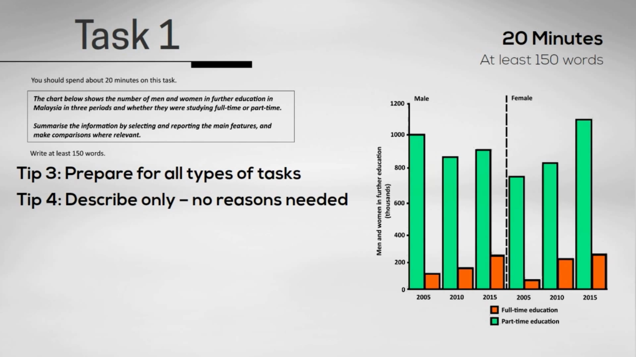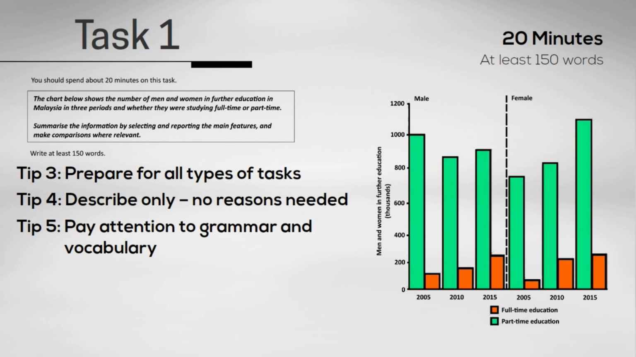Tip number 5 is pay attention to your grammar and vocabulary. Make sure that you're using the correct tense. In this example, you should use the past tense, but it is possible with other charts that other tenses might be needed.